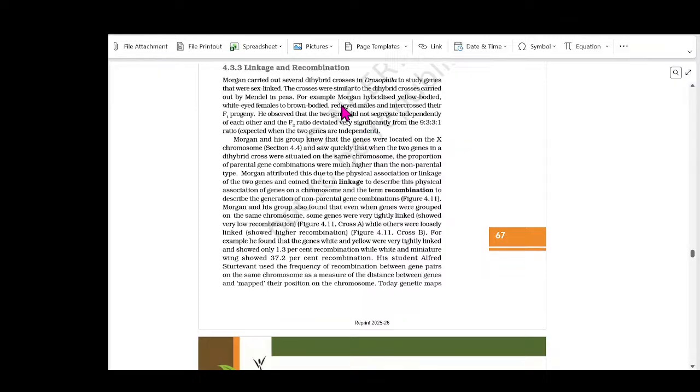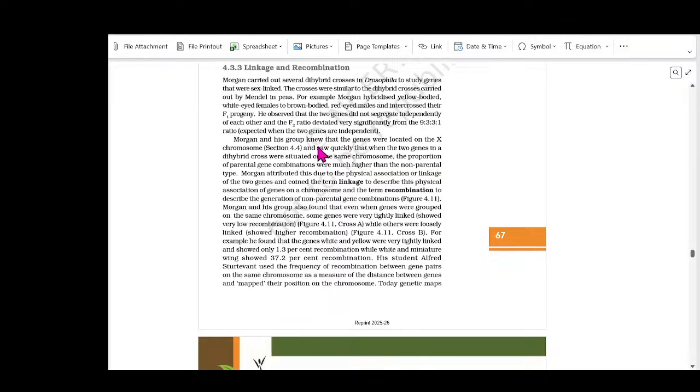Morgan carried out several dihybrid crosses in Drosophila to study genes that were sex-linked. The crosses were similar to the dihybrid crosses carried out by Mendel in peas. For example, Morgan hybridized yellow-bodied, white-eyed females to brown-bodied, red-eyed males and intercrossed their F1 progeny. He observed that the two genes did not segregate independently of each other and the F2 ratio deviated very significantly from the 9:3:3:1 ratio expected when the two genes are independent.